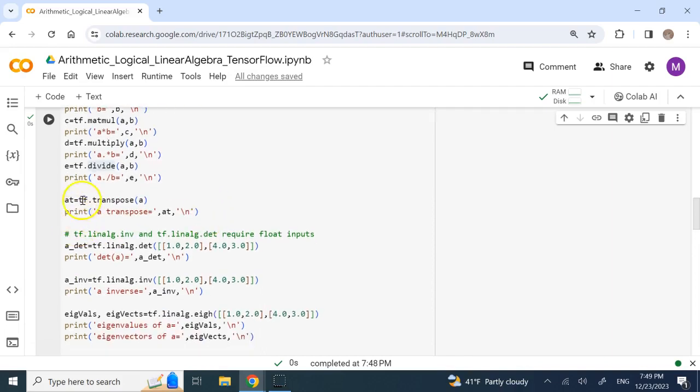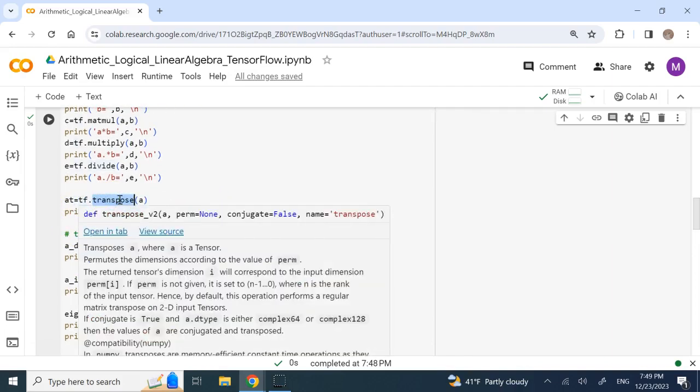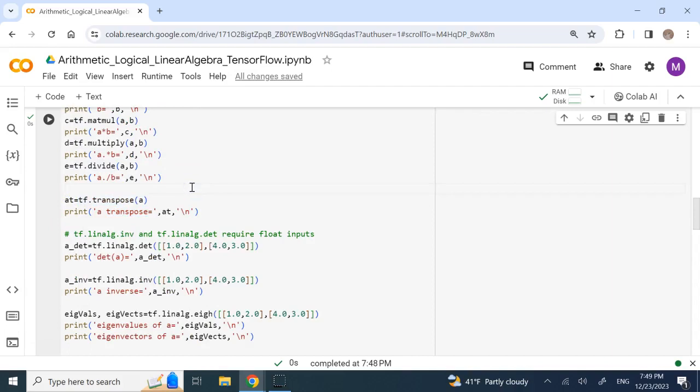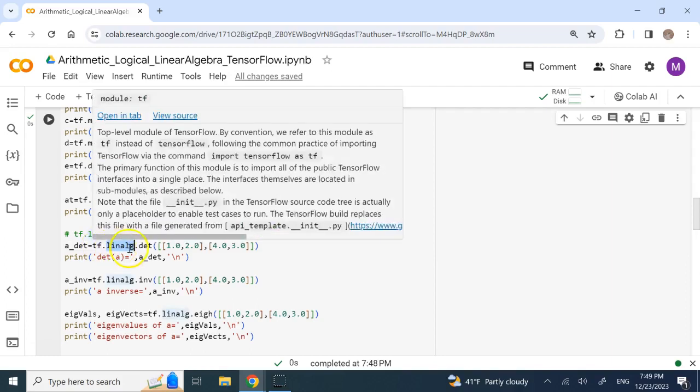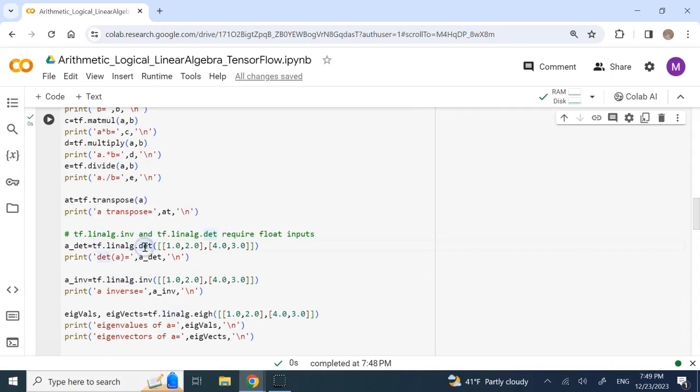And if I want to transpose, I use tf.transpose. It simply will transpose the matrix for me. If I want to get determinant or inverse, I have to use the sublibrary linear algebra. So I have to say tf.linalg.determinant. And important thing about the determinant and the inverse is the numbers, the entries of your matrix or your tensor in this case, they have to be floating numbers. They have to have decimals. Otherwise, these two commands won't work.